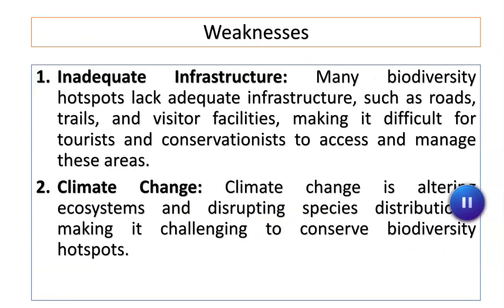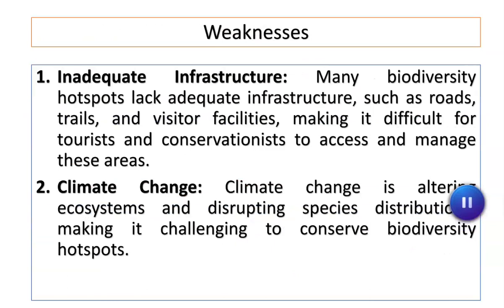Inadequate infrastructure. Many biodiversity hotspots lack adequate infrastructure such as roads, trails, and visitor facilities, making it difficult for tourists and conservationists to access and manage these areas. Now, the people who conserve these forests are called conservationists. And these conservationists, when they visit such a biodiversity hotspot, need proper roads, proper stay facilities, proper food facilities, which are sometimes not available because we lack the funds, and that's why the proper infrastructure has not been built.